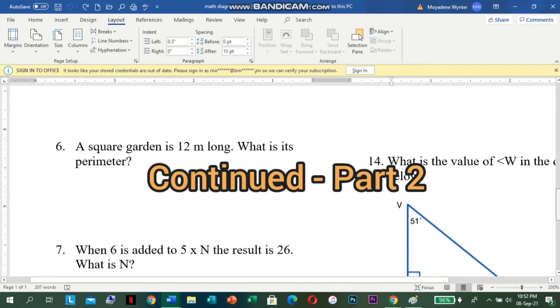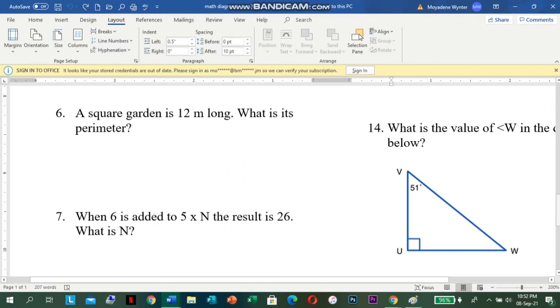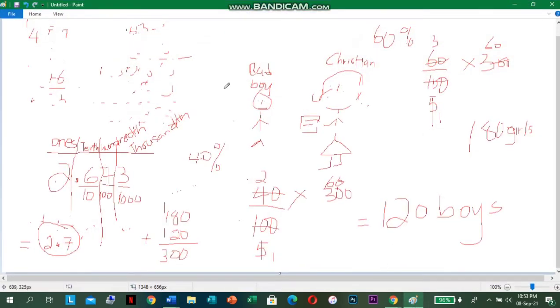All right, so number 6, it says a square garden is 12 meter long. What is its perimeter?